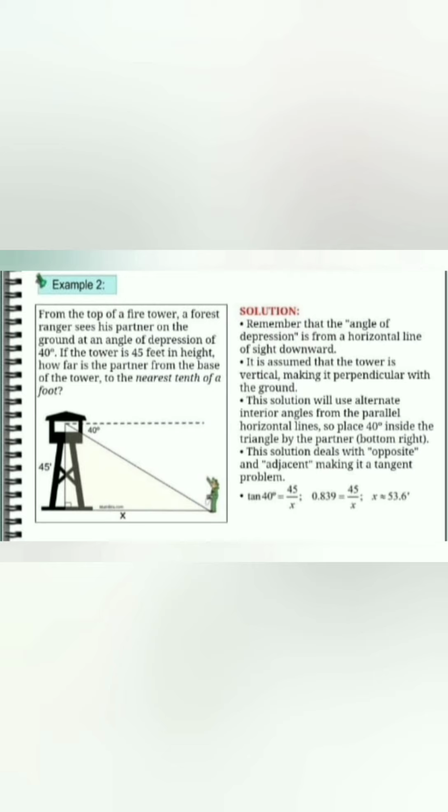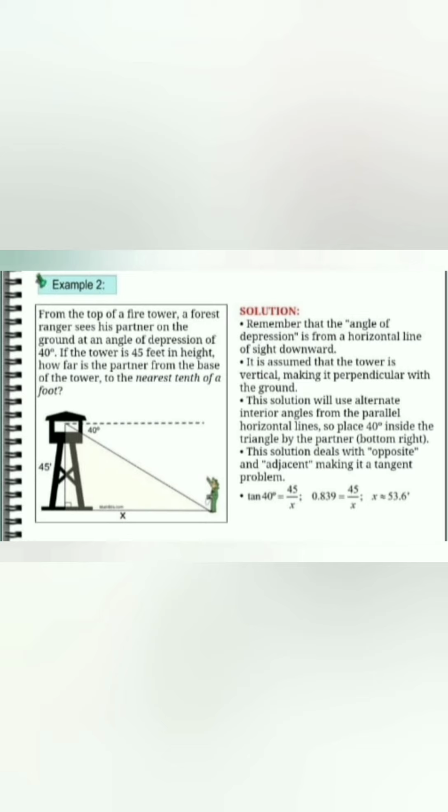The angle of depression is measured from the horizontal line downward. The angle of depression will be at the horizontal line, and the tower is vertical, making it perpendicular with the ground. Use alternate interior angles from the parallel horizontal lines. So place 40 degrees inside the triangle.